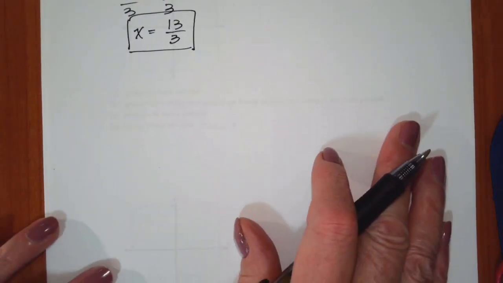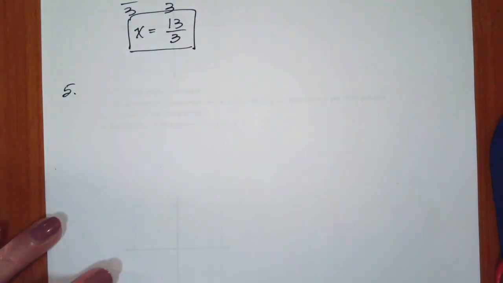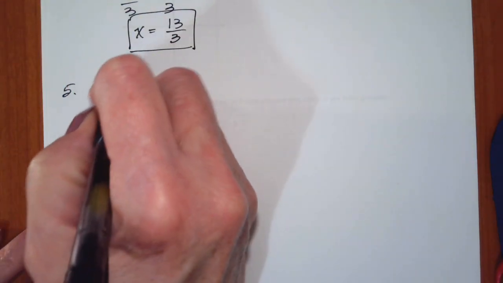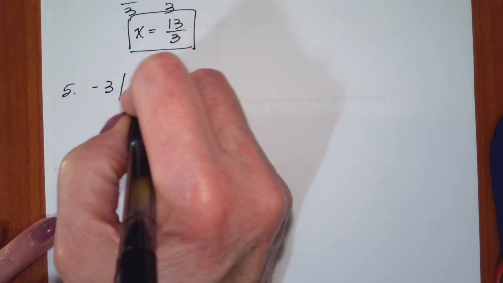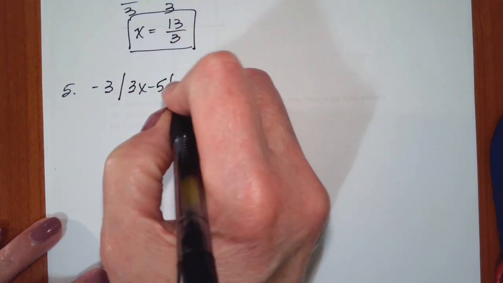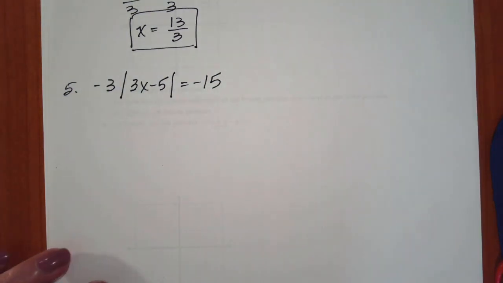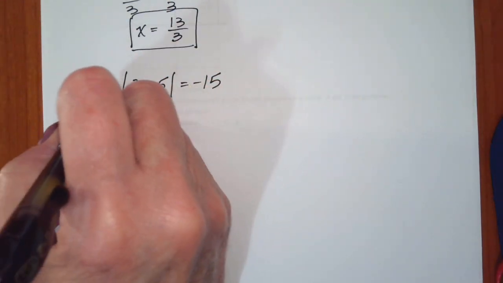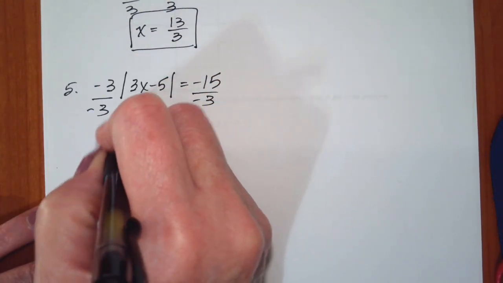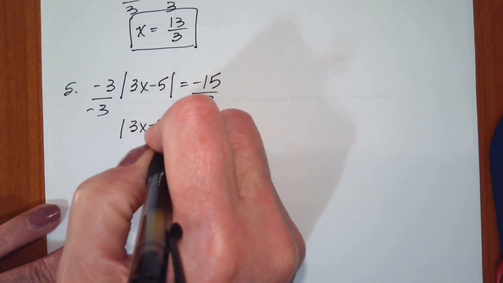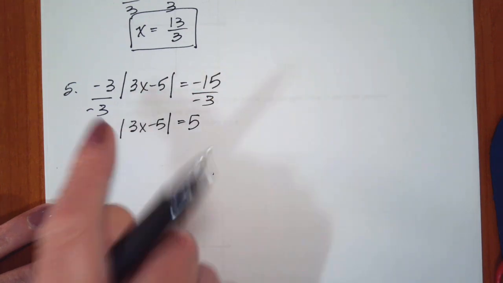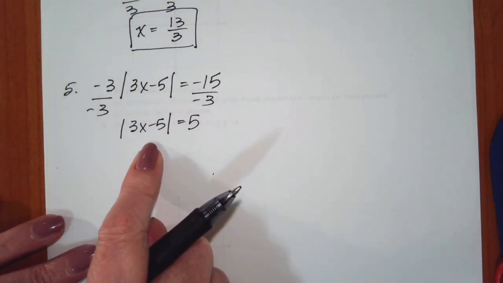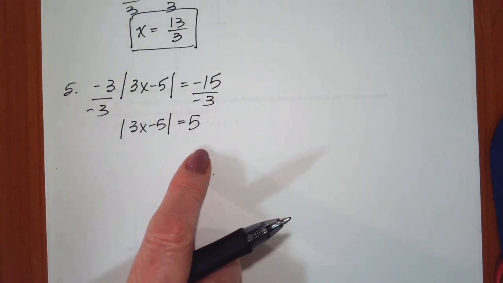Okay. Number 5 is an absolute value equation, so I have 3 times the absolute value of 3x minus 5 is equal to negative 15. And just like a radical equation, I have to get the absolute value by itself. Okay, so I'm going to divide both sides by negative 3. And that gives me the absolute value of 3x minus 5 is equal to 5. Okay, I can do that because the absolute value of anything is non-negative.